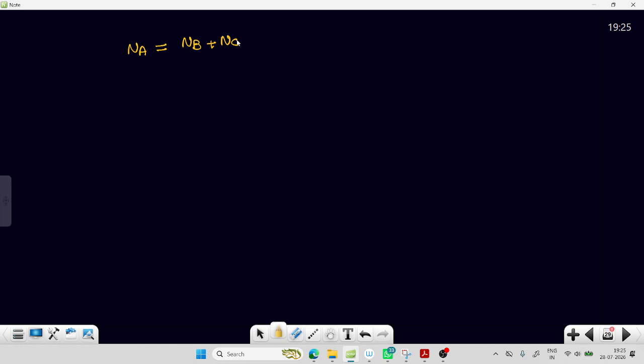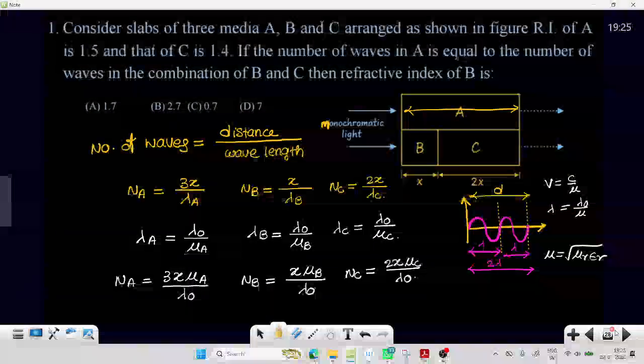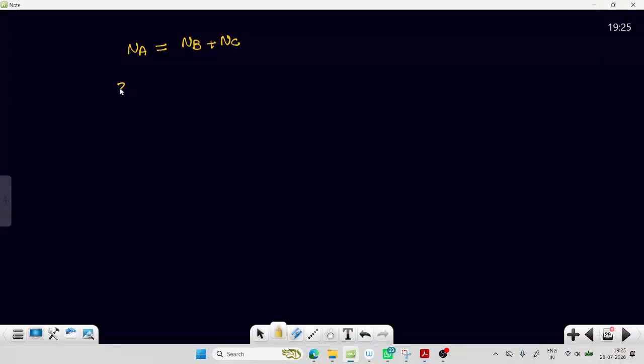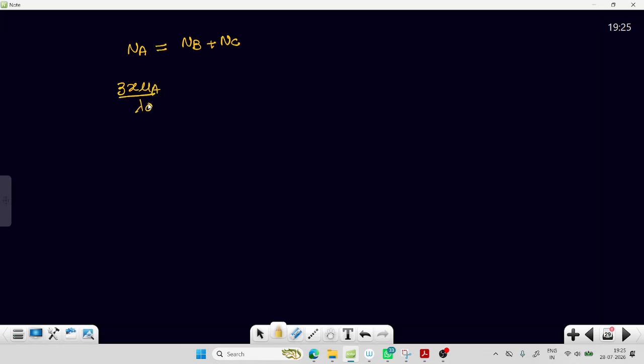How much is the NA value? Sir, 3x mu A by lambda naught. So that is 3x mu A by lambda naught, which is equal to NB, that is x mu B by lambda naught, plus 2x mu C by lambda naught. Simplify it.